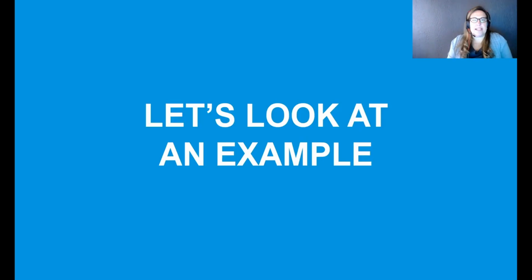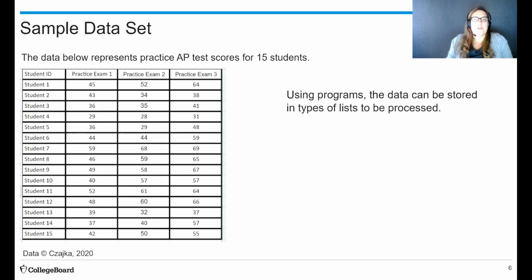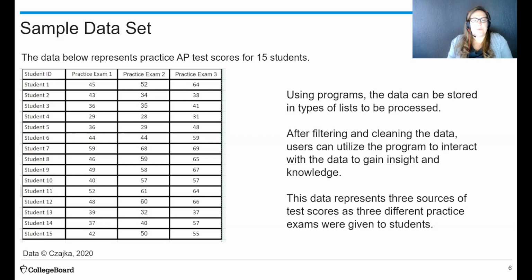Let's look at an actual example. So I have a data set here which has AP test scores for 15 students. And they are actually three different sources. One was exam one, one was exam two, and one was for practice exam three. So we can use programs to actually look at the data, and these can be stored in types of lists to be processed. After filtering and cleaning the data, we can look at the programs and use them to see whatever kind of insight and knowledge we can gain. Again, this data has three sources of test scores as three different practice exams.